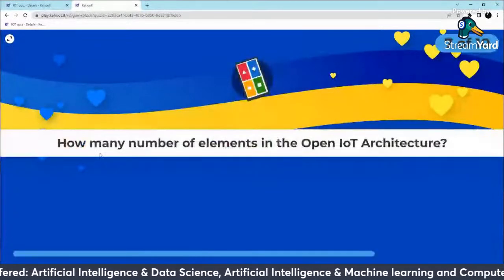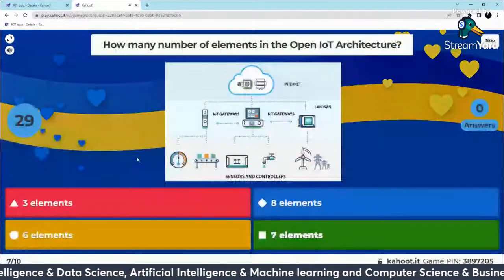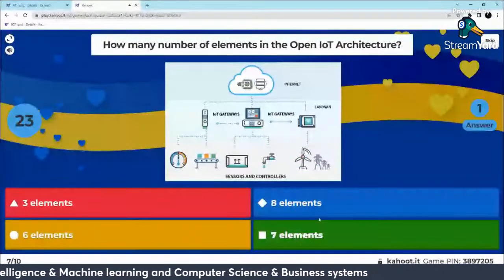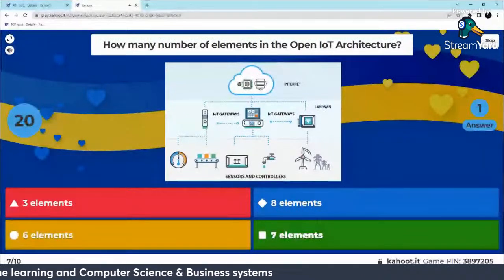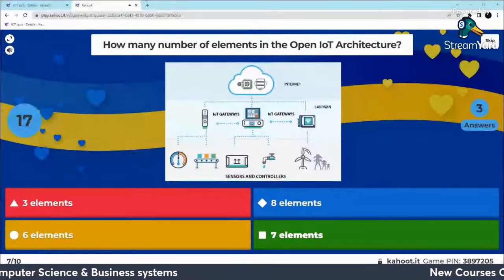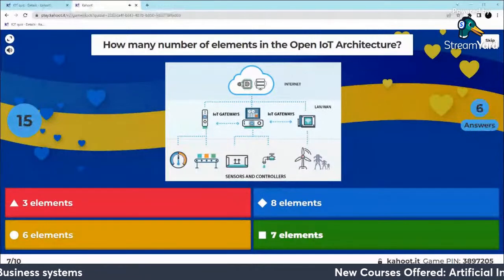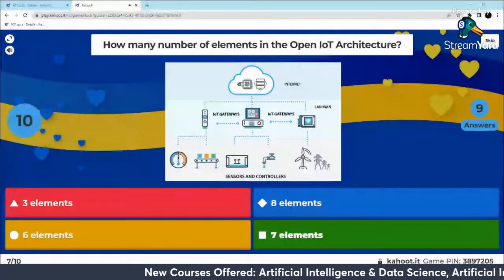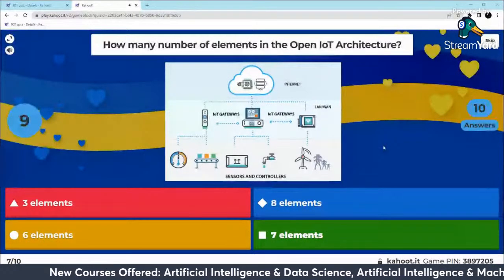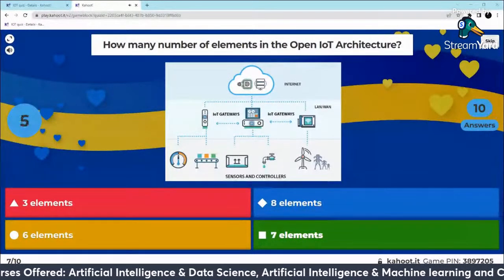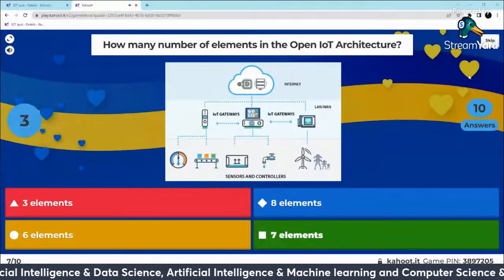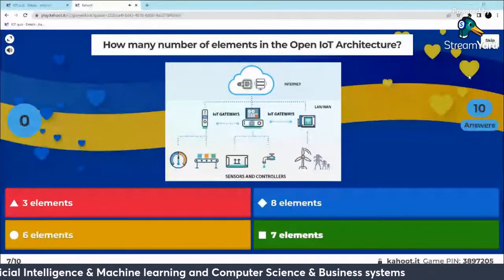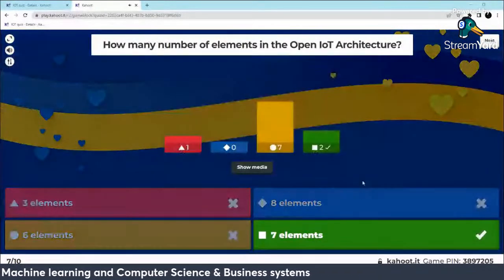So how many elements are there in the open IoT architecture? 3, 8, 6, or 7? We have 20 seconds left. Okay, 10 of them have answered, and the timer is running out. We have all the 10 answered for it. That's right, it's 7 elements.